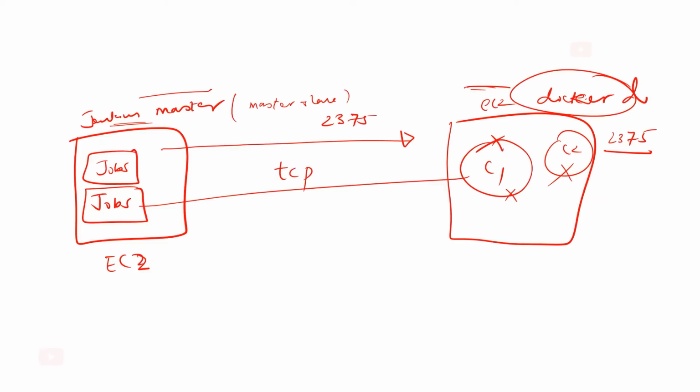Does the master need to have the CLI? The master need not have the CLI. It can internally use the curl command also, right? It can directly consume the APIs. Yeah.